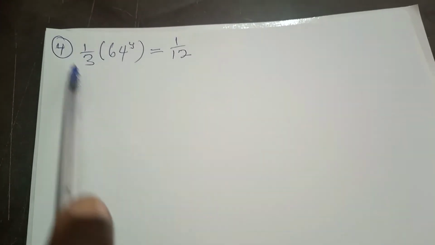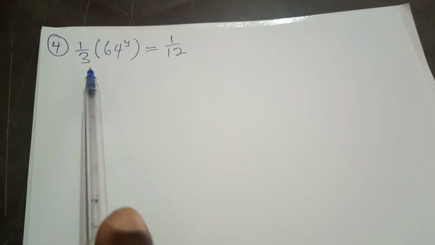First of all, here we cannot open this bracket just like that because the 64 is carrying an exponent y and the 1/3 is also standing on its own.